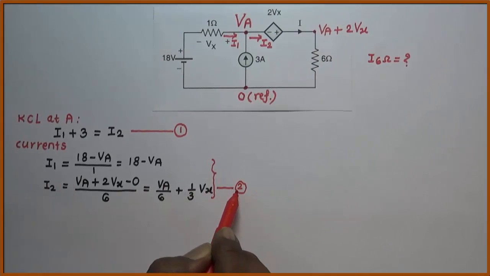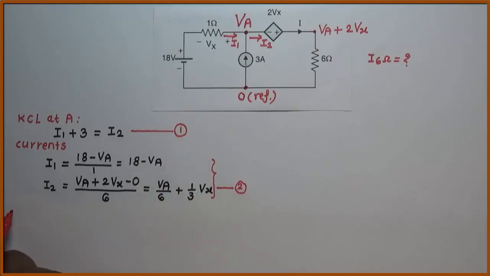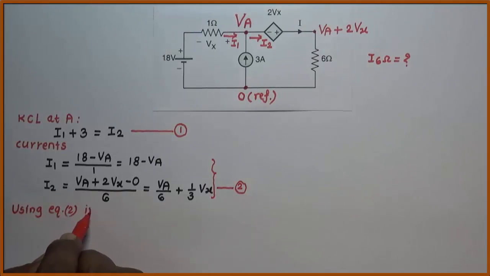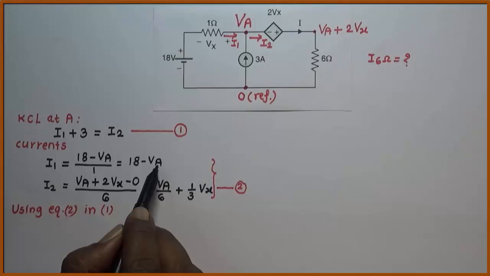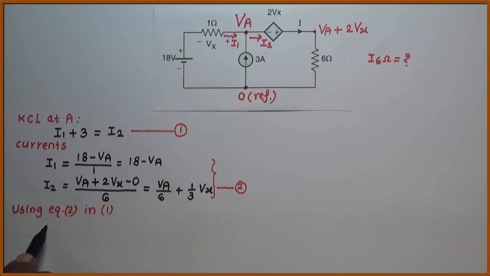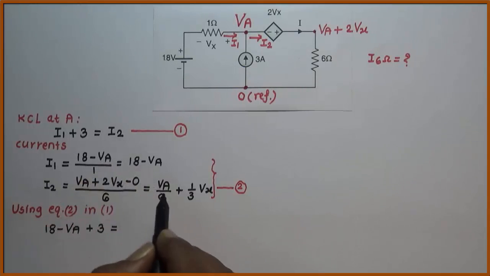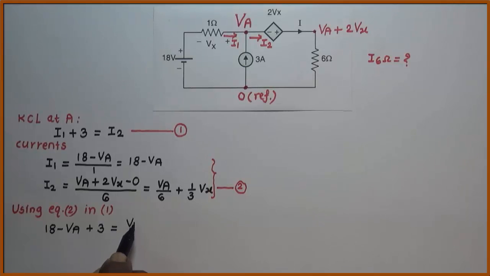Now substitute equation 2 in equation 1. So using 2 in equation 1, I1, which is 18 minus VA, plus 3 is equal to I2, which is VA by 6 plus 1/3 Vx.